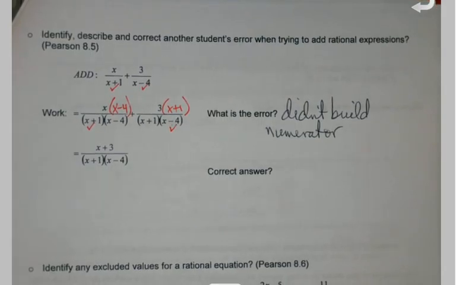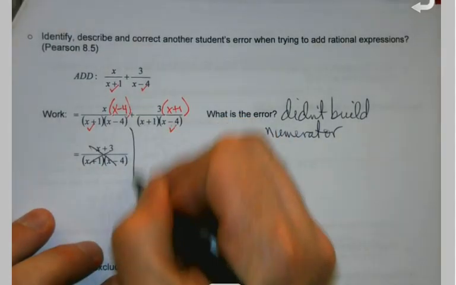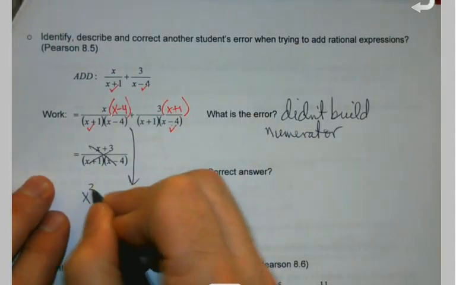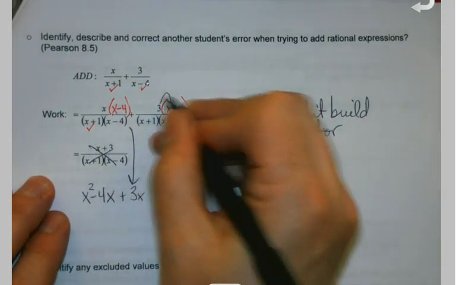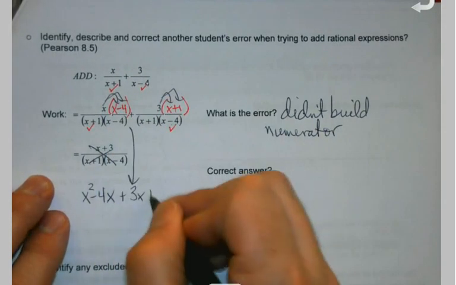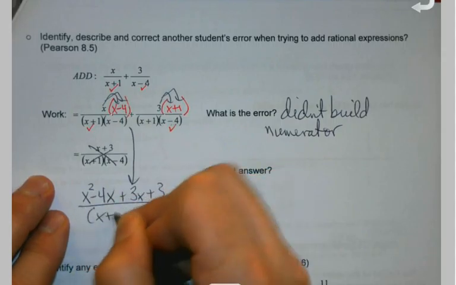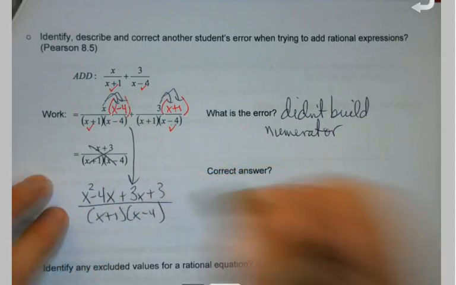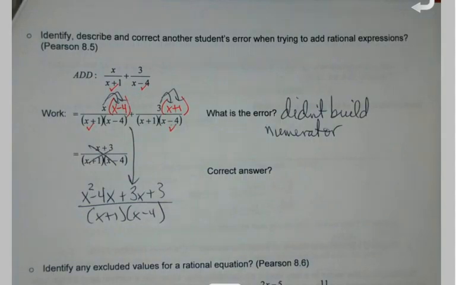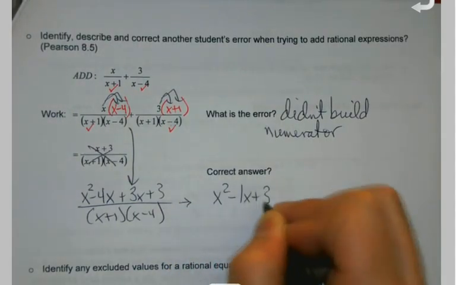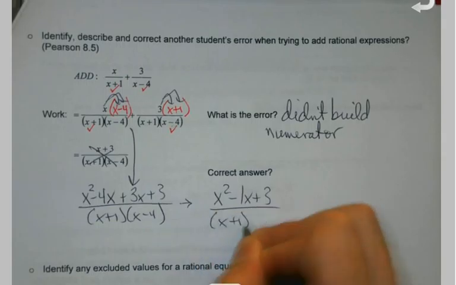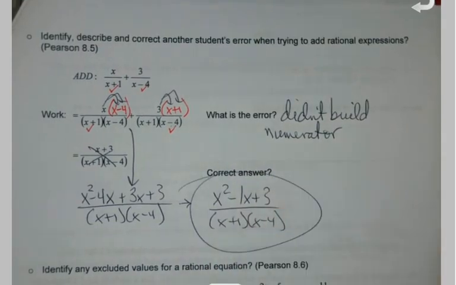So then we might as well go ahead and fix this. So let's see here. X squared minus 4x plus 3x, because I'm doing all my distributing. Plus 3 over all that good stuff. And now I just got to combine like terms and I will have the right answer. Nice, okay? But again, I got to explain where that error is coming from and kind of work it from there.